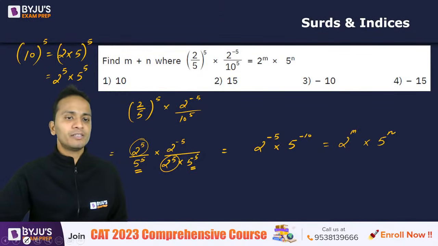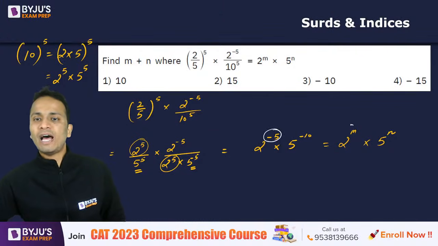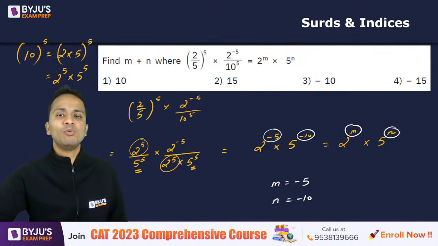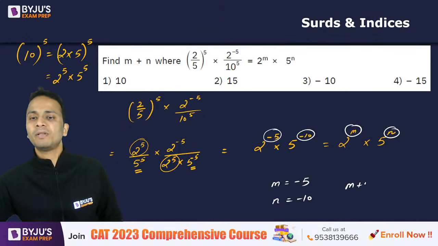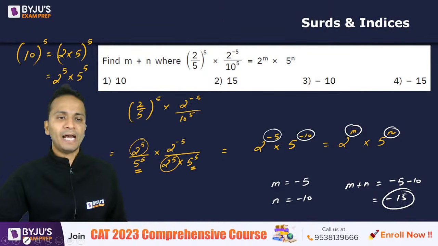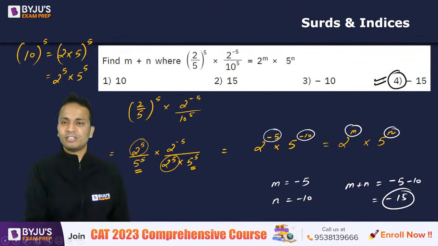Now compare the powers of 2 and 5. So the value of m will be equal to minus 5 and the value of n will be equal to minus 10. ठीक है? Now they are asking the value of m plus n. So m plus n का value कितना हो जाएगा? Minus 5 minus 10, that is equal to minus 15, which is the fourth option. As you can see, option number 4 will be the correct answer for this question.